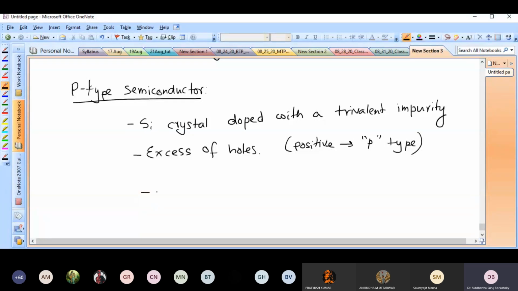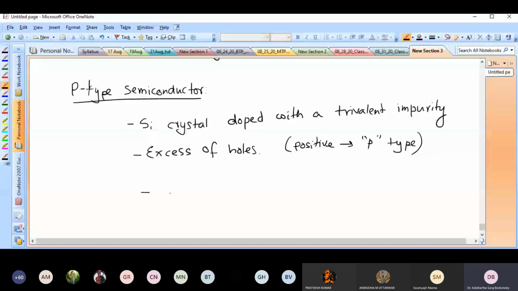The only way you can get an excess of free electrons is by doping with a pentavalent impurity. Whereas for the P-type semiconductor, you have an excess of holes, and an excess of holes can come from doping with a trivalent impurity. So you can immediately say that it's a P-type semiconductor, that means it has either aluminum, boron, or gallium in there. So it's a trivalent impurity in there.